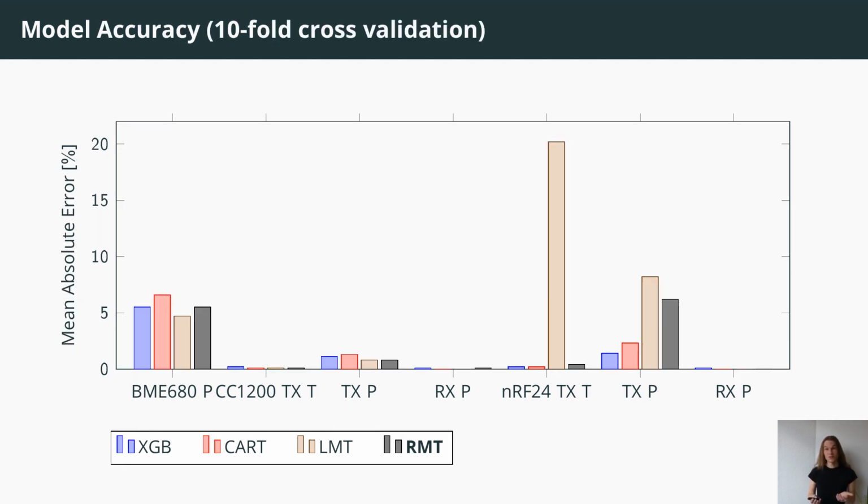Model accuracy, however, interestingly shows almost no relation to model size. Here we see that regression model trees are pretty much as accurate as the other approaches. There's just one exception when it comes to NRF24 transmit power. We see that linear model trees and regression model trees are slightly less accurate than classification and regression trees, but still achieve a model error of less than 7%.